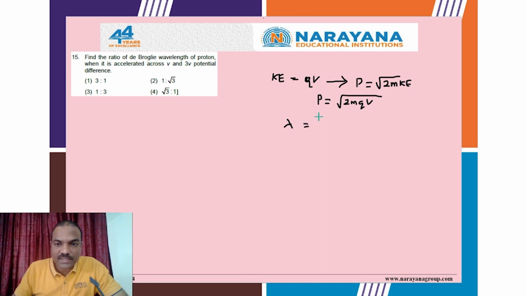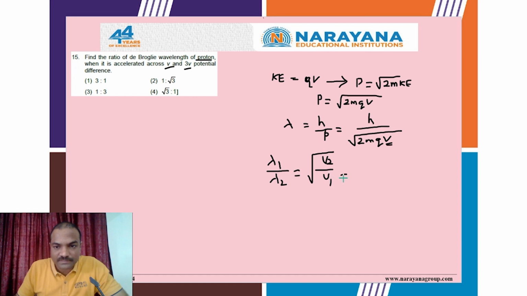Then what is the de Broglie wavelength? I can write h by p. Then h by root of 2m into qV will be the de Broglie wavelength of the electron, or you can say any charged particle which is accelerated through potential difference V. So in both cases they have given the proton only, but they have given different potentials. So then we can write lambda 1 by lambda 2 as root of V2 by V1. As it is inversely proportional, under root 3V by V, which is nothing but root 3 to 1 will be the ratio. Okay, the correct answer is option 4.